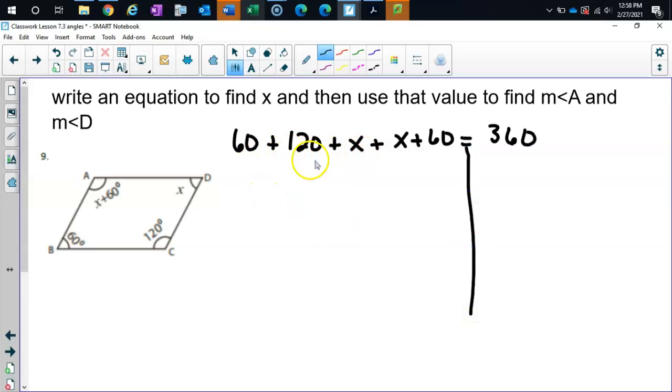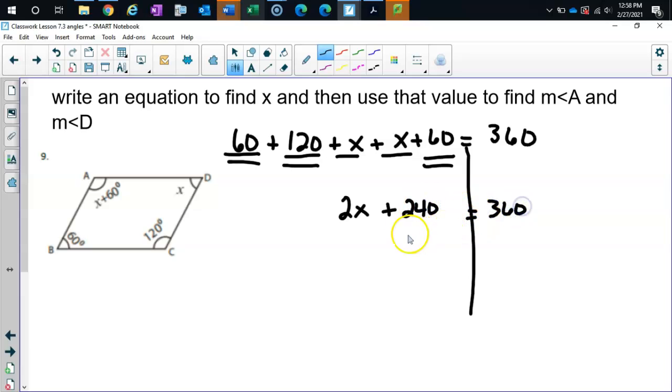How do I solve this? Left side, let's combine like terms. X plus x is 2x. 1x plus 1x is 2x. 60 plus 120 plus 60 is positive 240. So plus 240 equals 360. How do I solve? Subtract 240 from both sides. 2x equals 120. Divide both sides by 2. And we get x is 60.